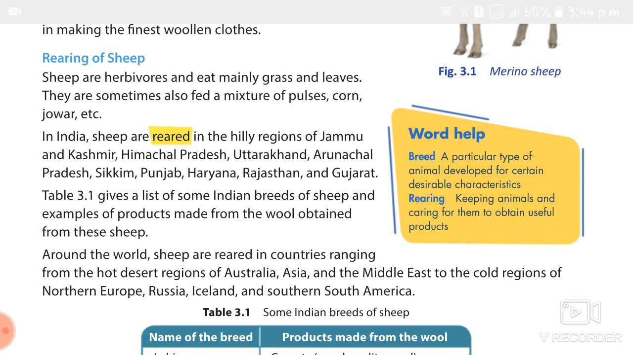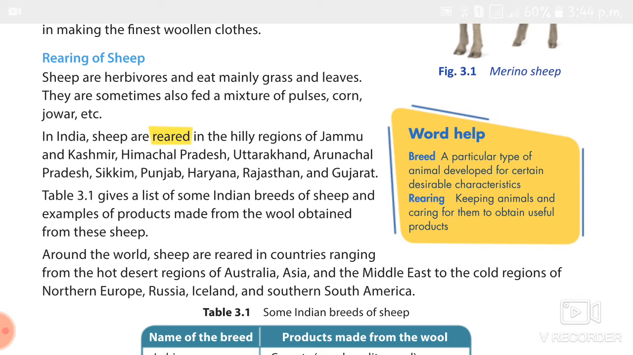Sometimes they are fed with a mixture of pulses, corn, jowar, etc. Sheep are reared for their milk, wool, and meat, and they are kept in pens and pasture land. So their rearing and breeding play an important role in the livelihood of small farmers and landless laborers.